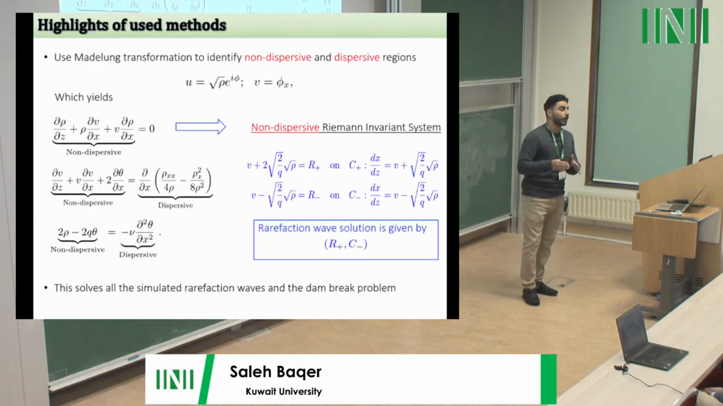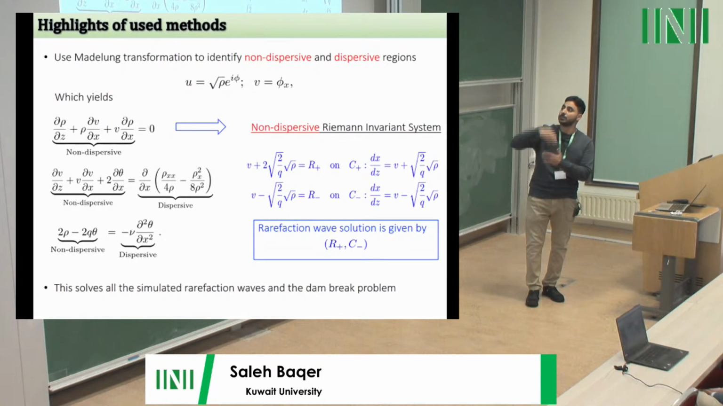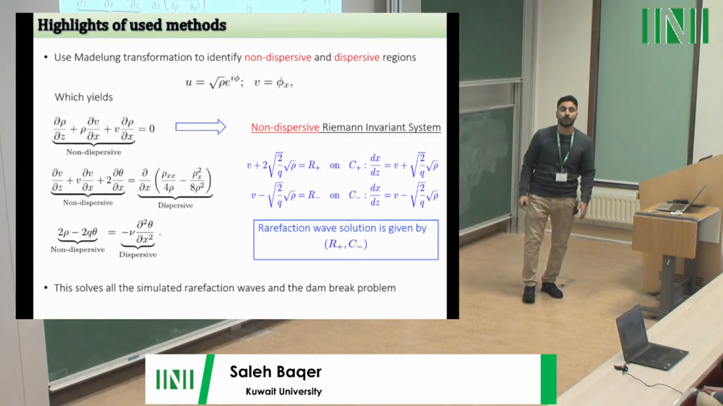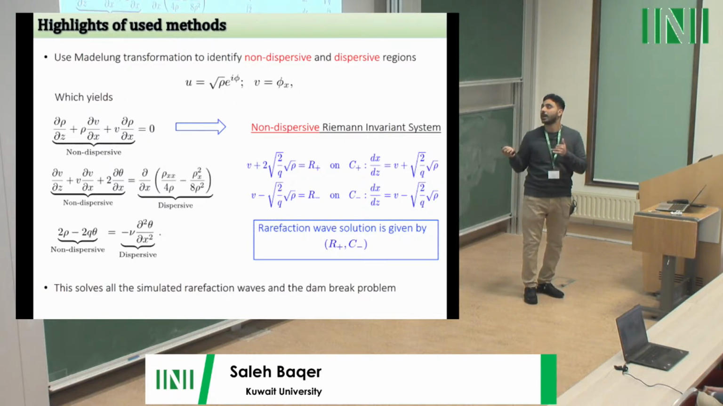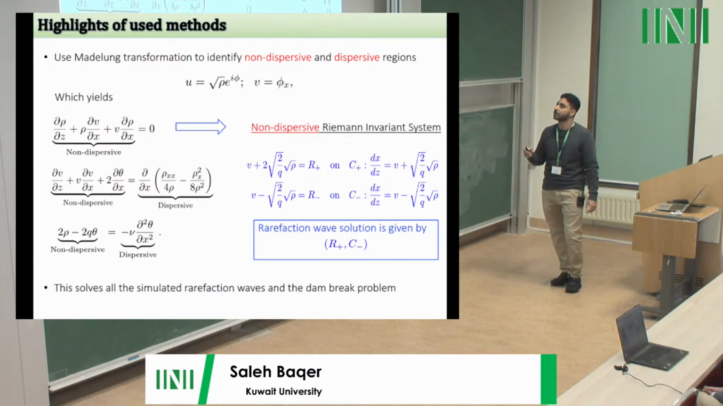Okay, so to identify the dispersive and non-dispersive solutions, you use the Madelung transformation. So you take the Madelung transformation, you substitute it into the nematic equations, and the nematic equations reduce to this dispersive hydrodynamic system. And when you drop the dispersive terms, you will end up with a non-dispersive system that you can solve using the method of characteristics. You take the non-dispersive system, you set it in Riemann invariant form, and then what you find out is the simple wave solution is given by the positive Riemann invariant and the C negative characteristics. And this solves the simple wave solutions in the numerical solutions.